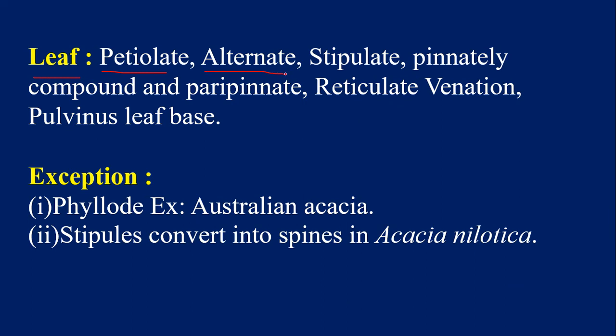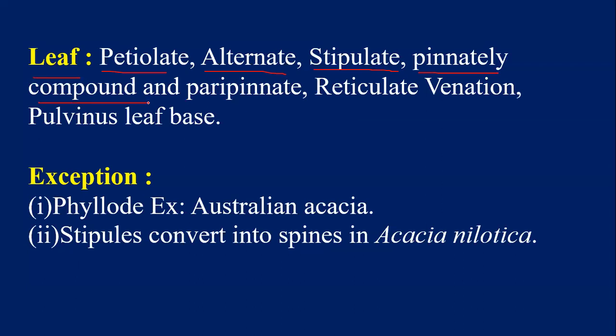The mode of arrangement is alternate, only one leaf is attached at each node. Leaves with a small leafy appendage, which is called a stipule, are called stipulate. The mode of arrangement is pinnately compound.